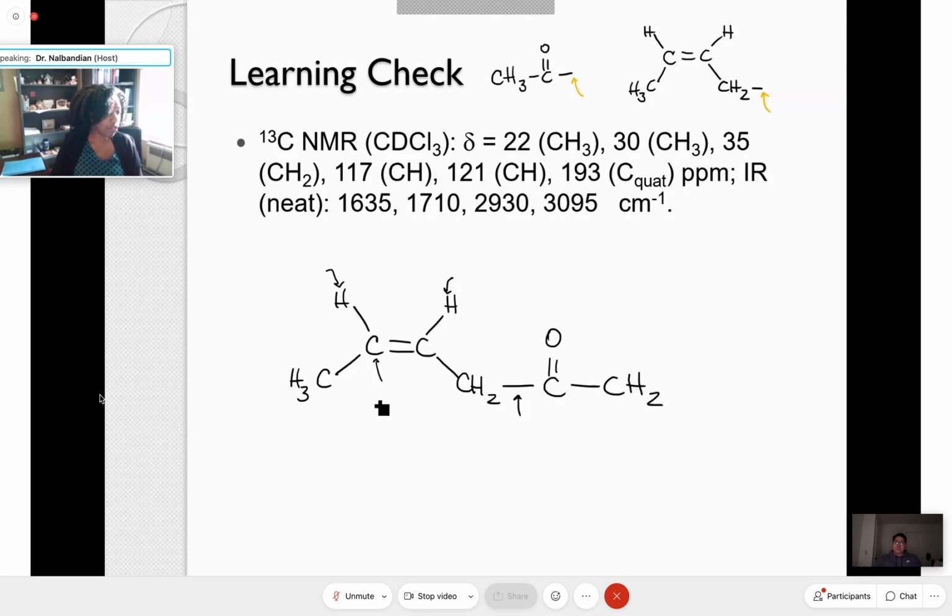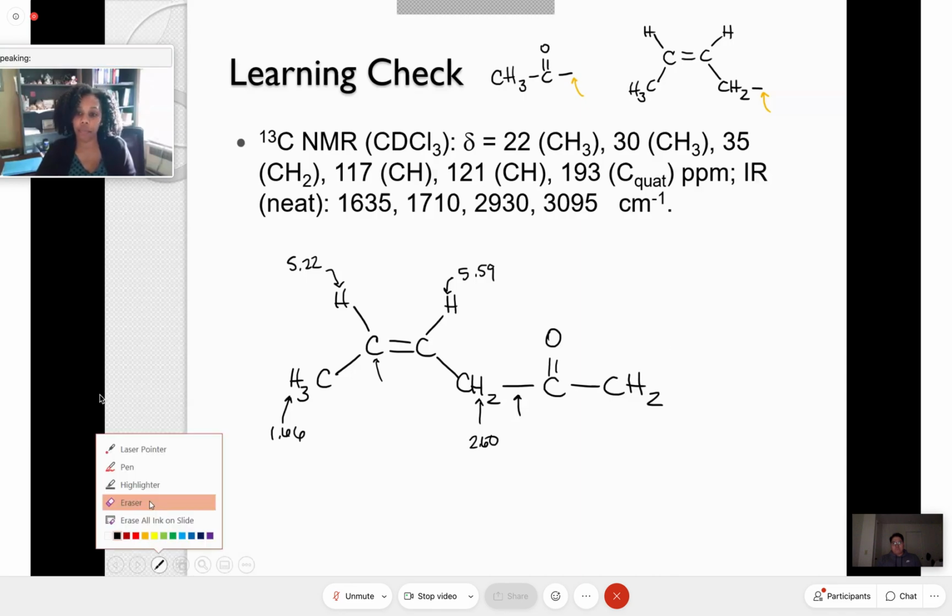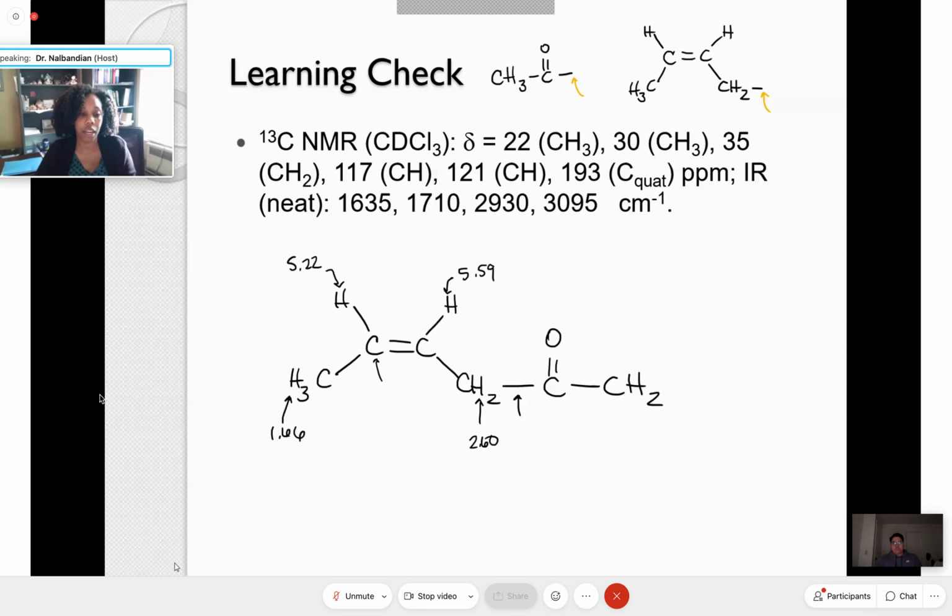So let's do our hydrogens here. So we had 5.22. We had 5.59. We had our CH2 as 2.60. Our CH3 over here as 1.66. And our other, oops, that says CH2, should say CH3 here. Our other CH3 is 2.12. So those are all of our hydrogens.